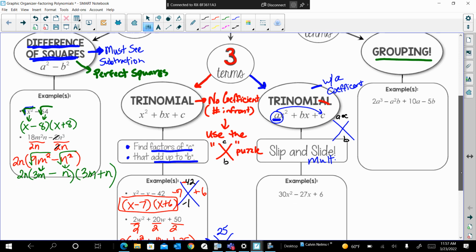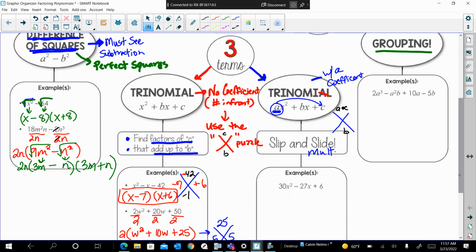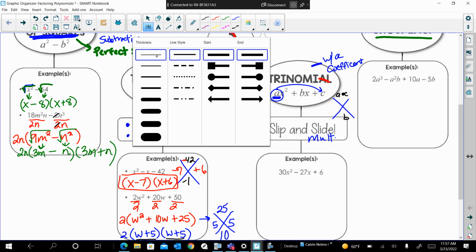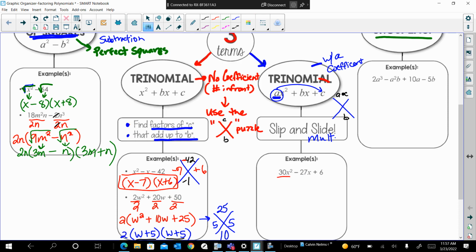So on this example they have here, step 1 is always check for GCF. So I have 30x squared minus 27x plus 6. Is there a GCF between those 3 terms? Yeah, so divide everything by 3 first. So this will give me 3 parentheses 10x squared minus 9x plus 2.